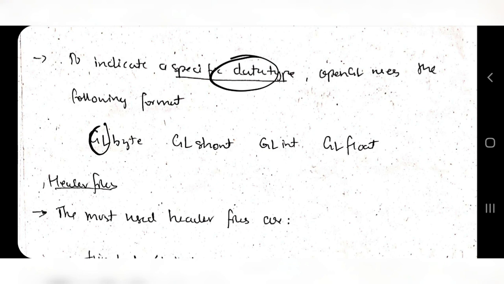So for that we'll be using GL, capital GL, followed by what data type it is, GLshort. These things we'll be understanding more when we discuss our program for it. Okay, for now just listen, even if you don't get the full picture.